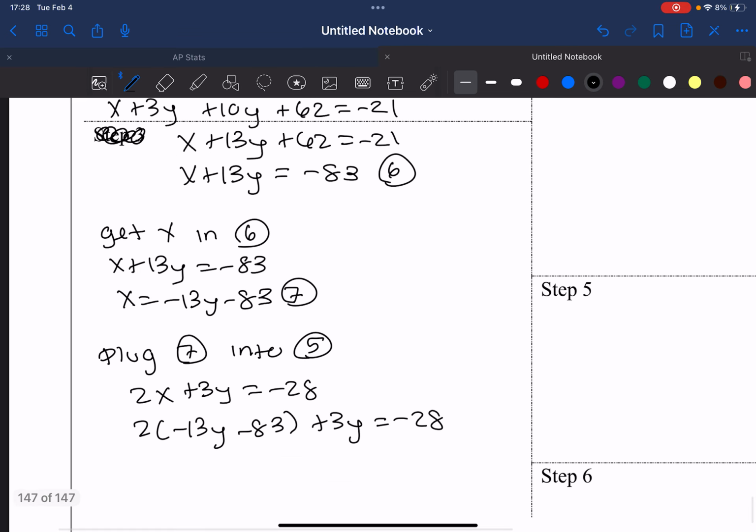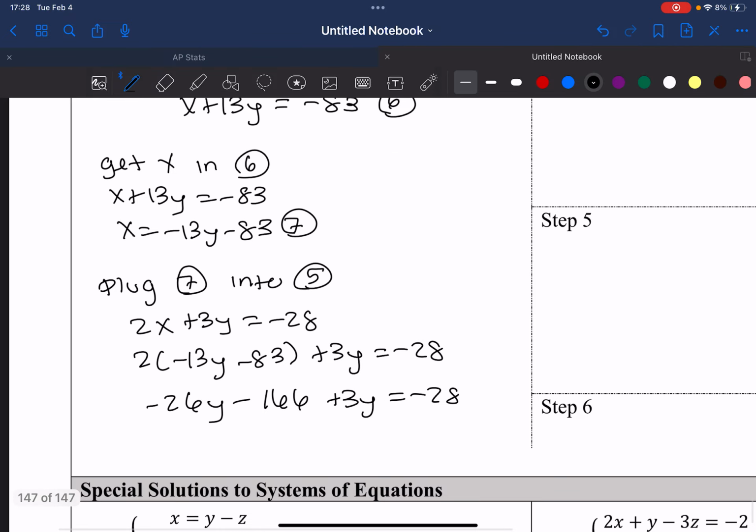Notice I now have everything in terms of y. So I have negative 26y minus 166 plus 3y is equal to negative 28. So I have negative 23y is equal to 138. So y is equal to negative 6. That's equation 8.